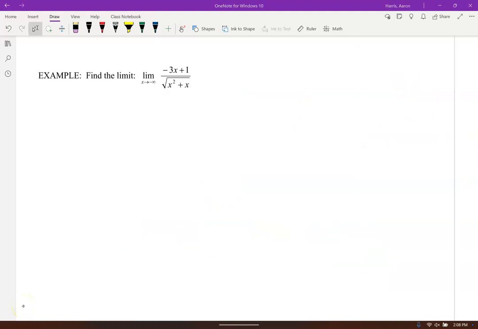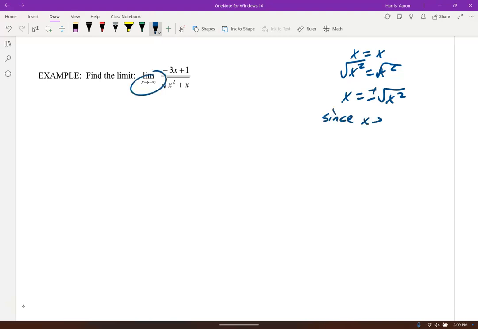So this one we've got the limit as x goes to negative infinity. And notice I got a square root of x squared on the bottom. So again, I said, hey, be careful, because x is plus or minus the square root of x squared. Since we're going to negative infinity, we're going to use x being negative root x squared. That's what we've got to use on this one.